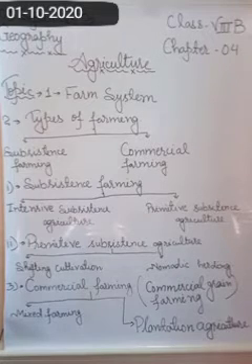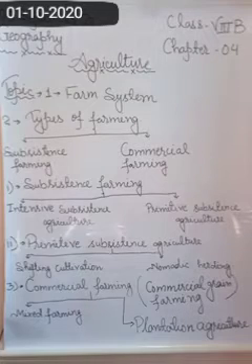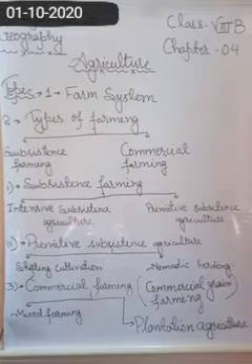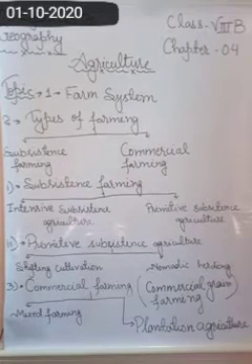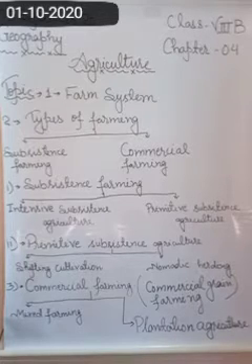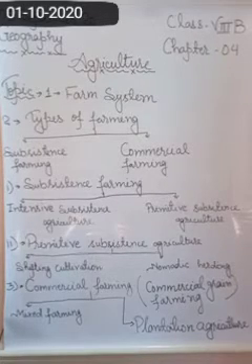Today we continue chapter number 4, Agriculture, from Geography. Today's topics are: number 1, farm system; number 2, types of farming; and number 3, commercial farming. Alright. So, students, in my previous explanation, I told you about the importance of agriculture activity in India.